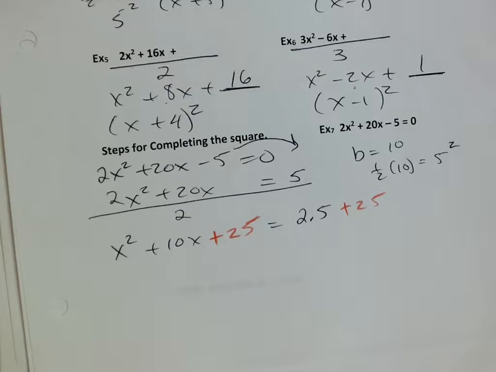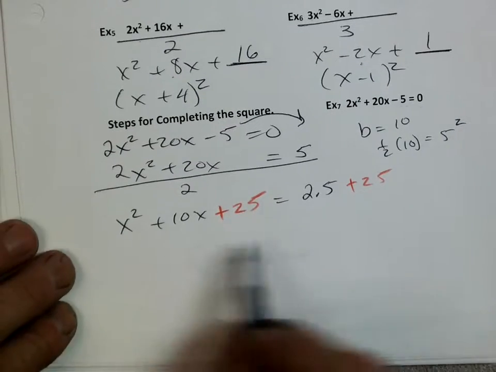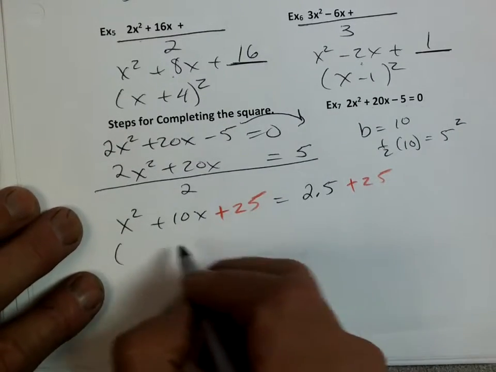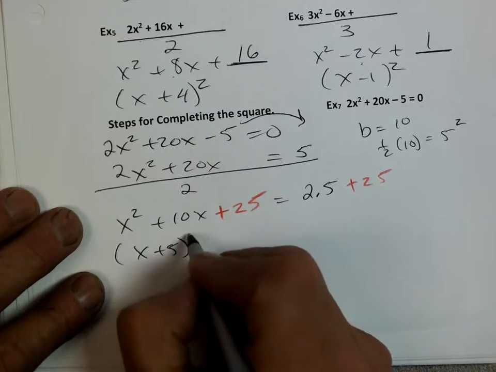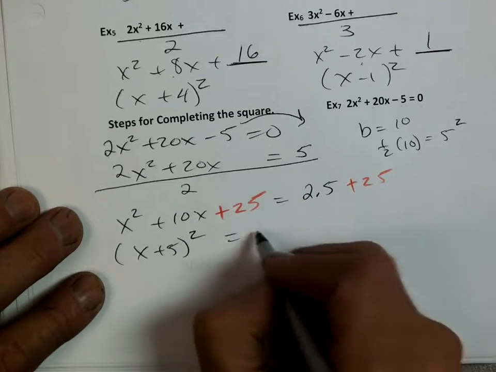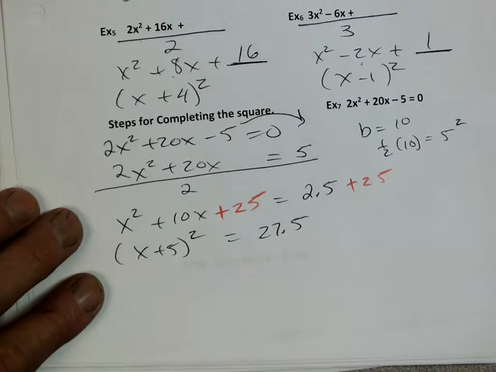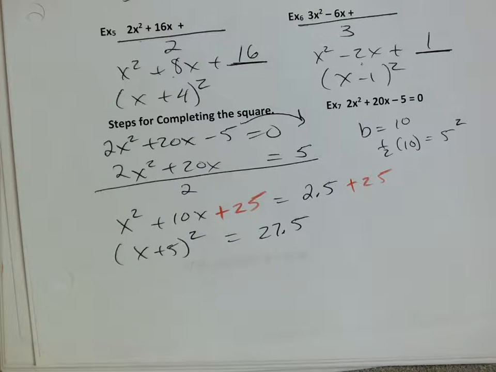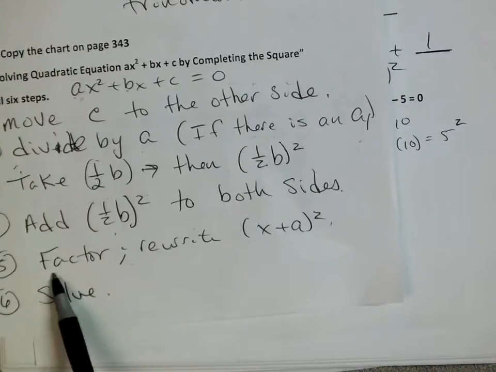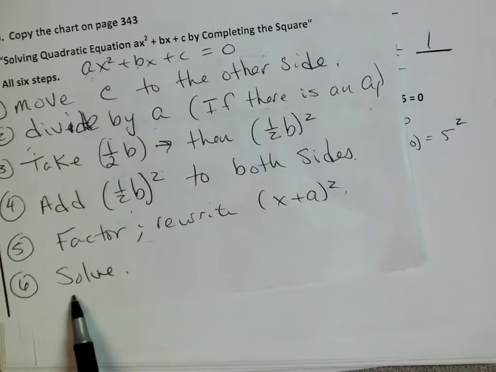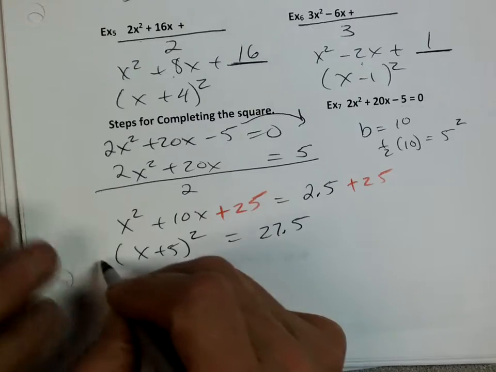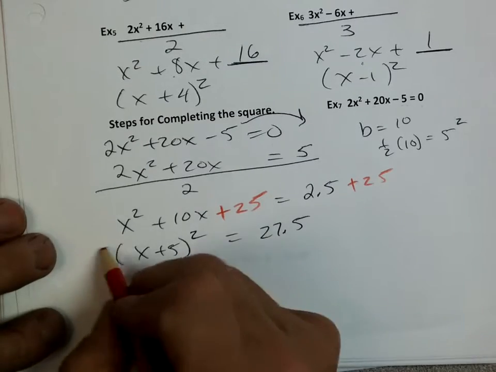Now I'm going to factor. So this becomes x plus 5 squared equals 27.5. All right? So far, so good. Now I'm going to solve this. My reading notes say factor and rewrite. I did that. Now, solve. Square root both sides to get rid of the square.